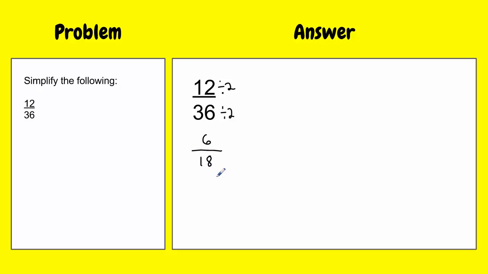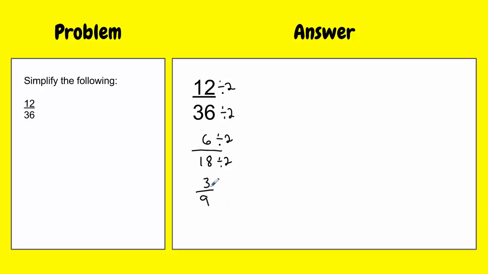And I can ask myself again, is this simplified? Well, I just have to know, is there a common number that can go into 6 and 18? Again, since they're both even, I know that I can divide them by 2. So 2 is my common number. And 6 divided by 2 is 3, and 18 divided by 2, which is 9.